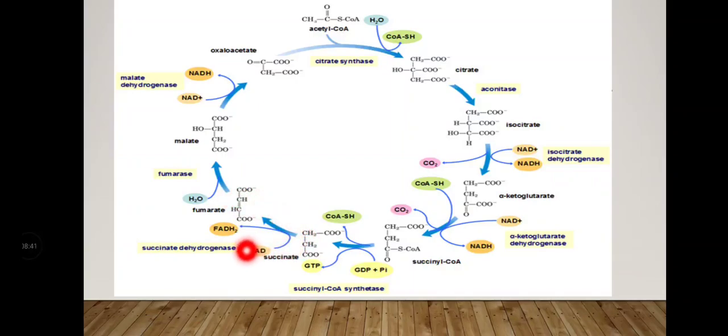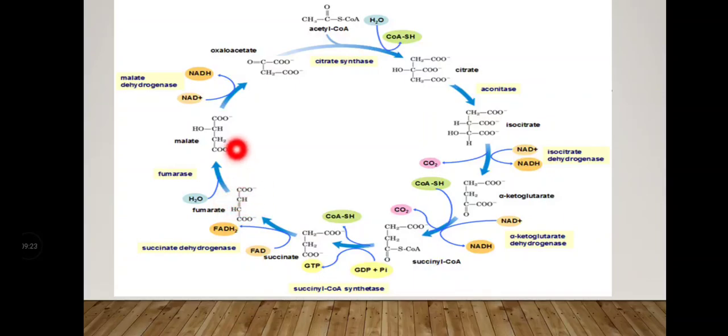Fumarate. And this reaction uses what? FAD to give off FADH2. This FADH2, remember, is also one of the molecules needed to drive the electron transport chain. This one works at complex II, whereas the NADH works at complex I. This reaction from succinate to fumarate is catalyzed by what? The succinate dehydrogenase enzyme.